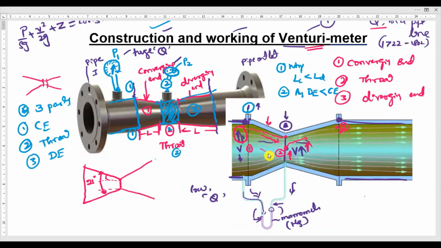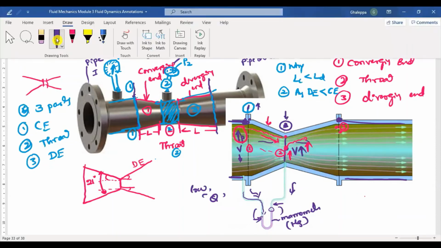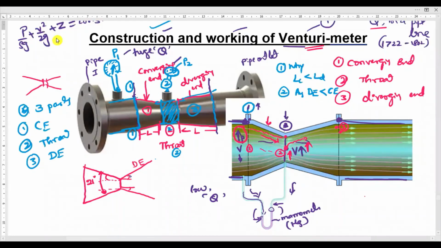So this is the angle of inclination or the angle of the diverging end. The diverging end is more here, but they have not done it like this. The construction is a little bit different. Not a sudden increase of angle. What they have done is slowly increase the length as well as slowly increase the angle. So this is the venturimeter. The venturimeter structure looks exactly like this.